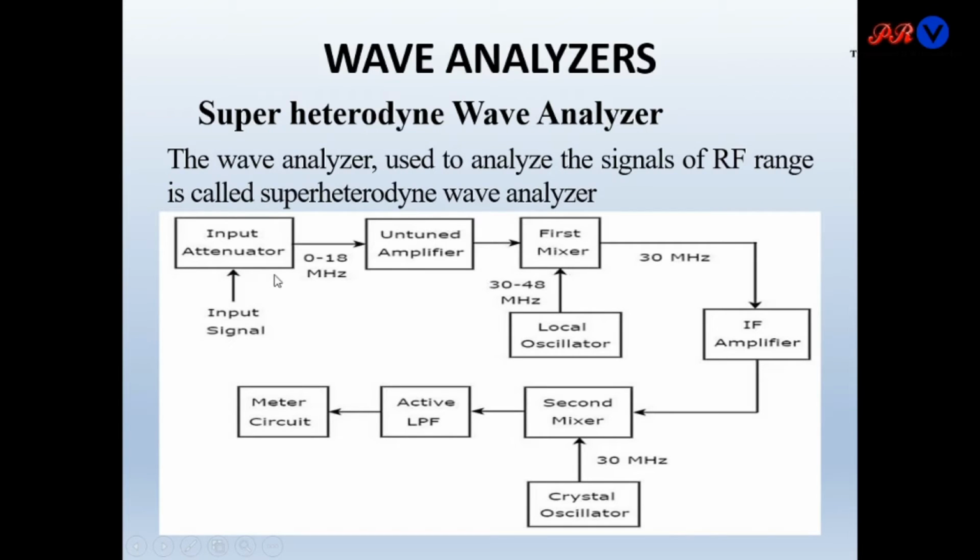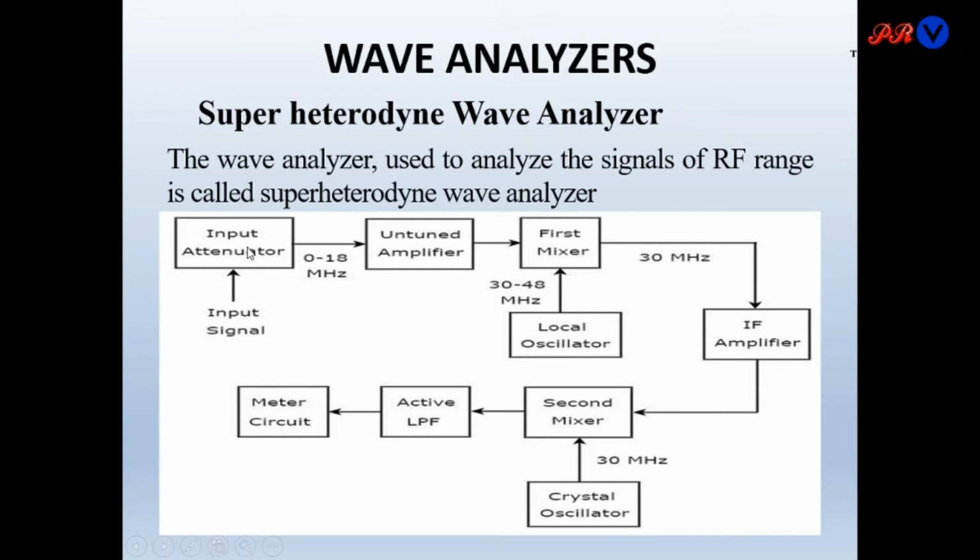Next analyzer is the superheterodyne wave analyzer. The wave analyzer used to analyze signals of RF range, meaning high frequency range, is called a superheterodyne wave analyzer. So, this is the block diagram of this superheterodyne wave analyzer. It uses the superheterodyne receiver principle, so it is known as superheterodyne wave analyzer.